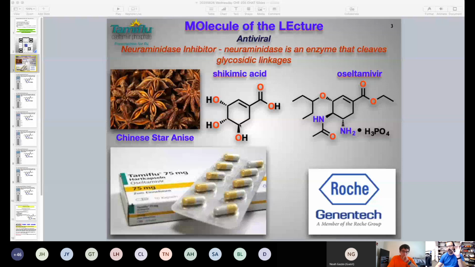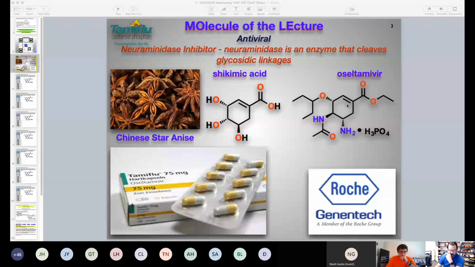So what is the big picture of this class in general? Is you're going to learn reactions of how all these things are transformed into these functional groups. And then, as we said, this molecule is an antiviral. Basically, about in 2005 to 2007, the avian bird flu was proposed, or was, I guess, going to become a global pandemic. It didn't quite pan out that way, but this molecule was shown to treat the avian bird flu.